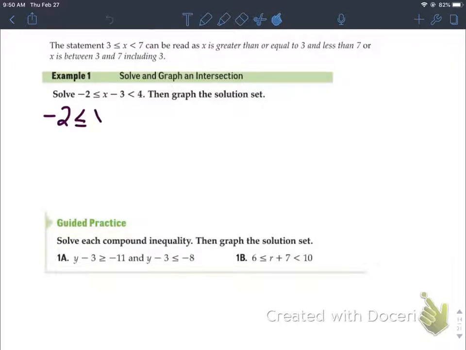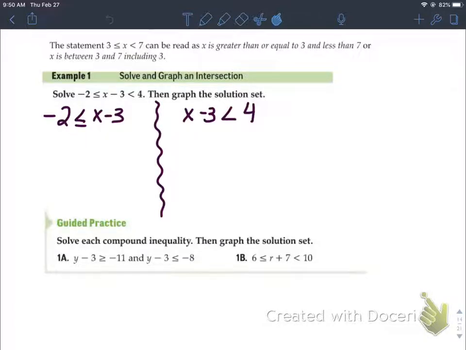Now we're going to try this next example here. First thing I'm going to do is break apart the inequality. So I will write down -2 is less than x minus 3, and then x minus 3 is less than 4. And we're going to solve both of those inequalities.